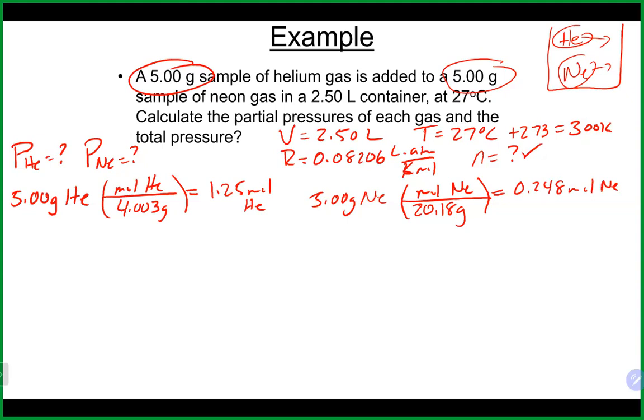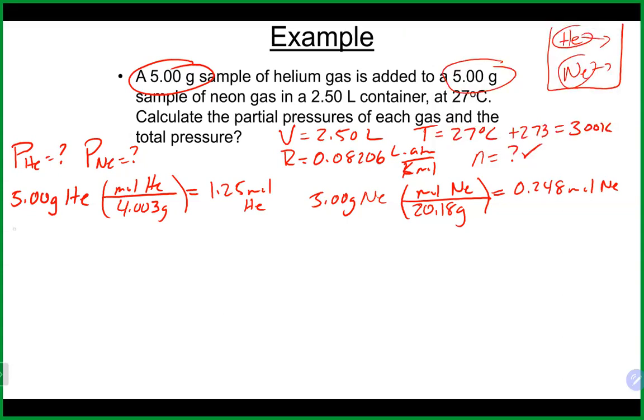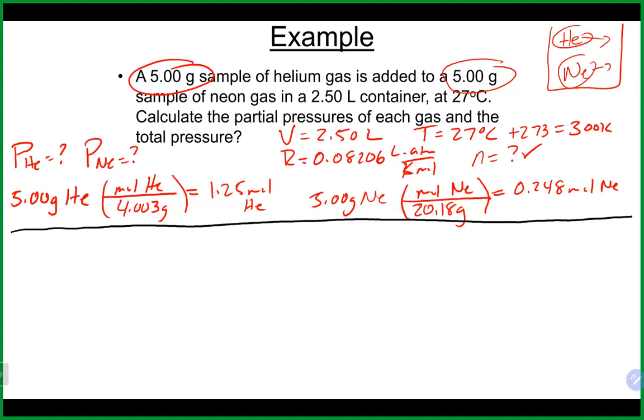So at this point, we now have the moles, and we really have everything that we need to go into the ideal gas law. Once again, we're basically just going to do 2 separate calculations, and that's the beauty of it being an ideal gas. Even though they're in the same container, there's no interaction between them, so we can just take one at a time. We'll start with the partial pressure of helium.